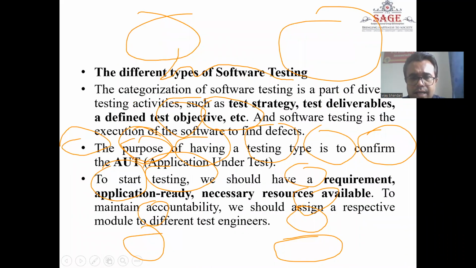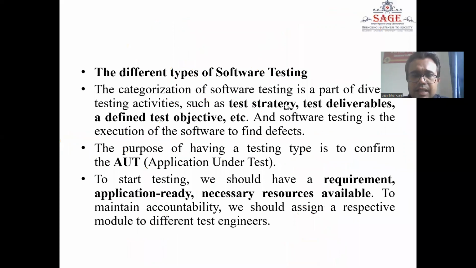The different types of software testing we have seen in this diagram. The categorization of software testing is a part of the testing activities, such as test strategies, test deliverables, defined test objectives, and so on. Software testing is the execution of the software to find defects, as I already told you in the last slide. So testing is a process of executing a program to find the errors. To make our software perform well, it should be error-free. If testing is done successfully, it will remove all the errors from the existing software or pre-built software.